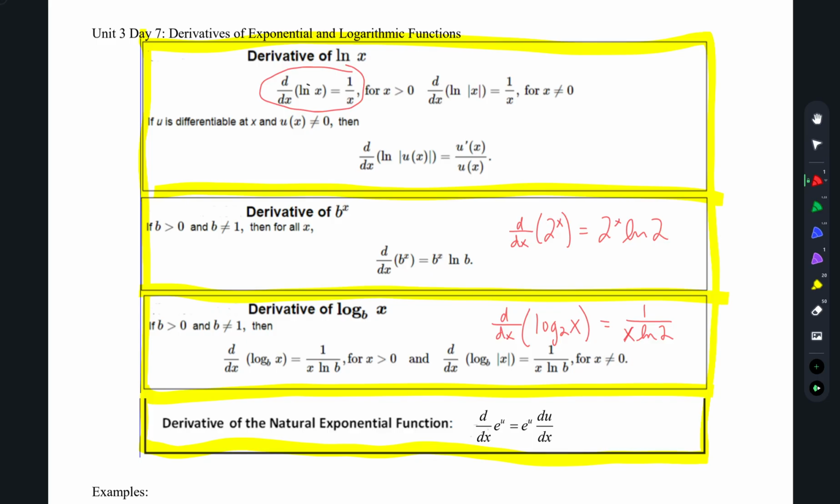Okay, so make sure you have those in your brain. And then e, the derivative of e is e, like the Spider-Man pose. The meme, you know? You guys know, right? Okay, well, we're just going to move on.